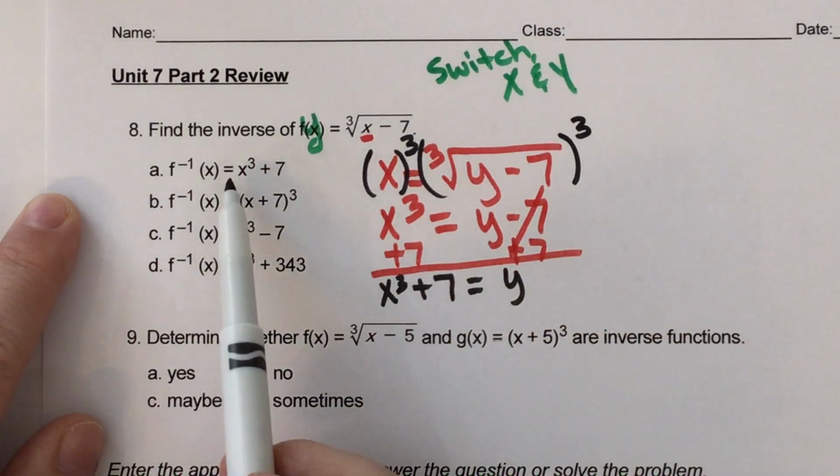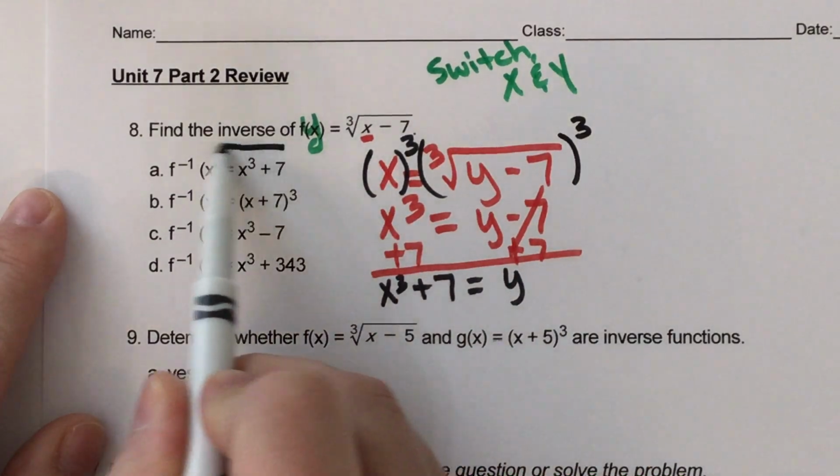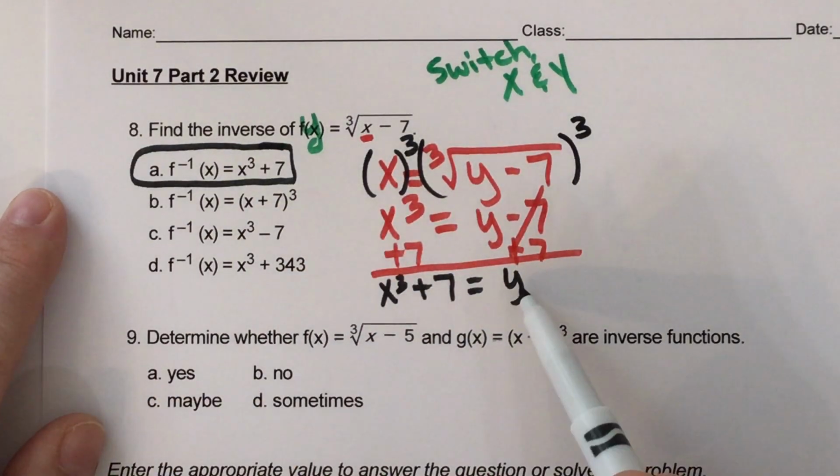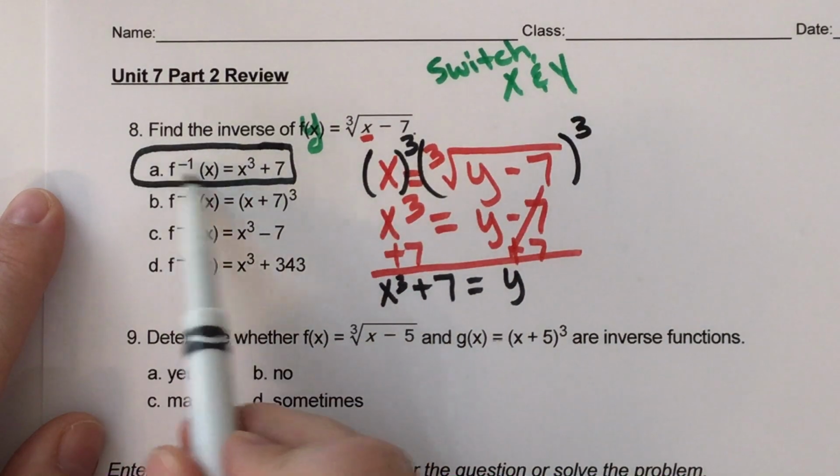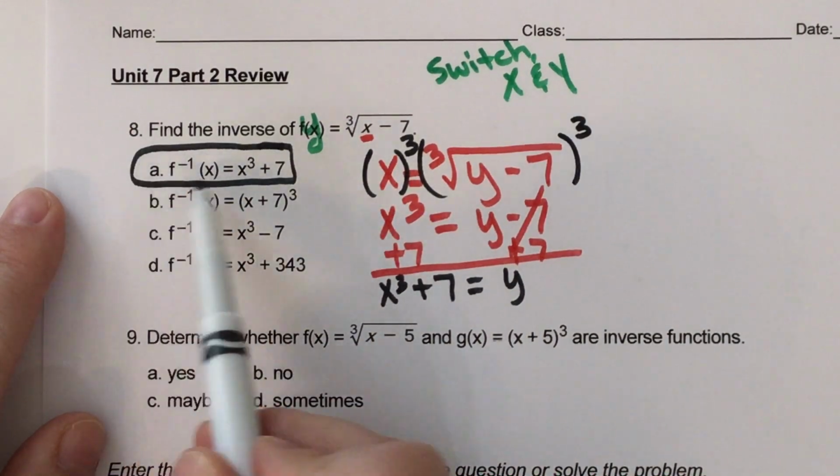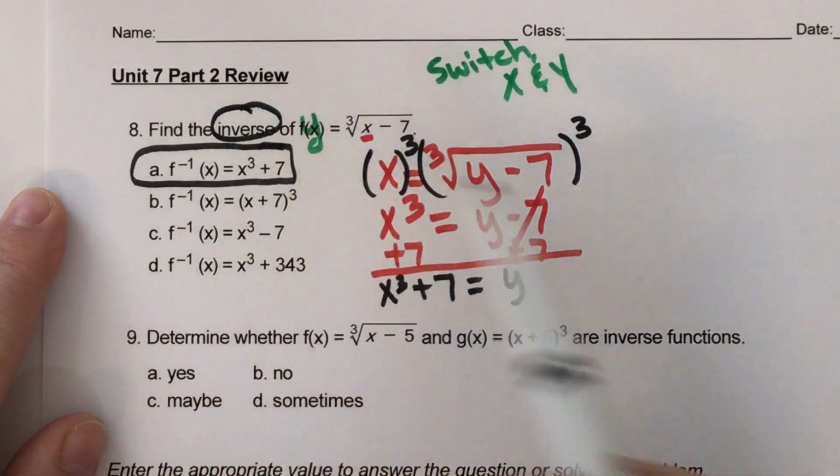And where do we see x cubed plus 7? Right here. And instead of writing y equals, they're writing it fancy, the inverse of f of x equals, because that's your notation for inverse.